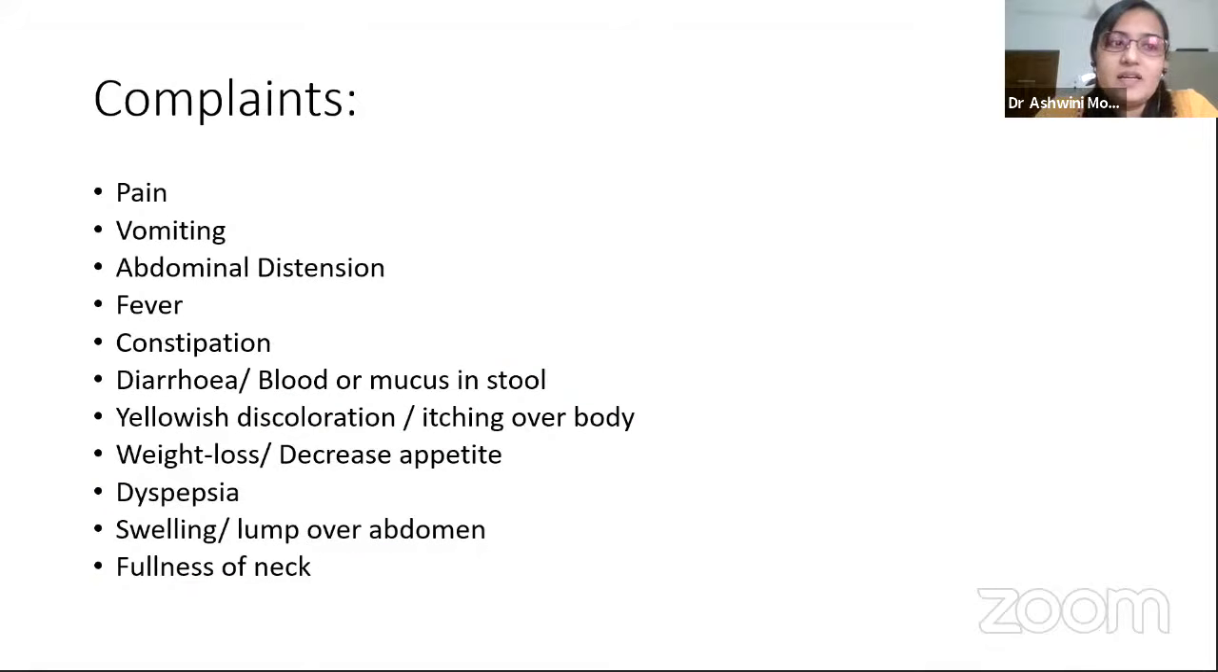Which complaints will they have? The patient will have pain in abdomen, vomiting, distension, fever, constipation, diarrhea, blood or mucus in stool, or yellowish discoloration, itchiness over the body, weight loss, or decreased appetite, with that dyspepsia, swelling or lump over the abdomen, or fullness of neck. These sorts of complaints you will be able to see when a patient comes with any abdominal complaints.